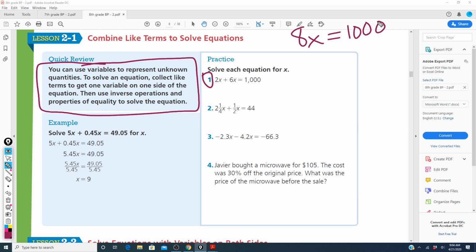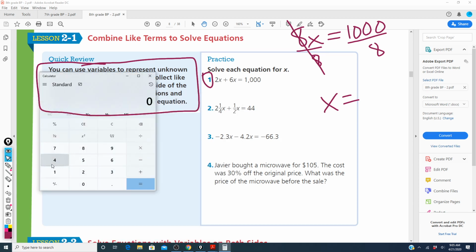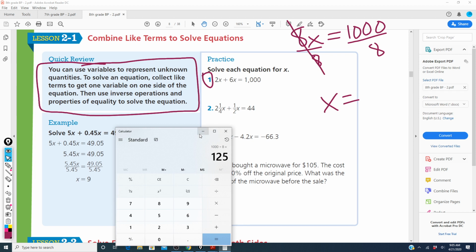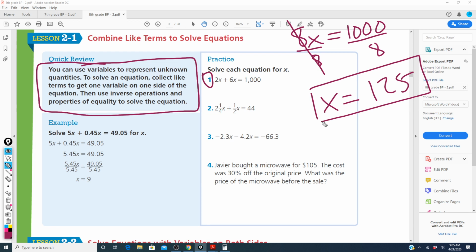How do we get rid of 8 if we're multiplying by 8? We're going to divide by 8. When we cancel out, 1,000 divided by 8 will give us 125. So when we solve that equation for x, x is going to equal 125.